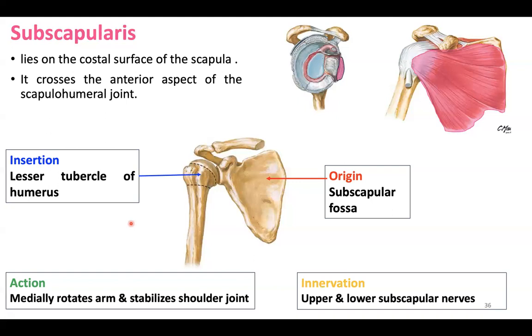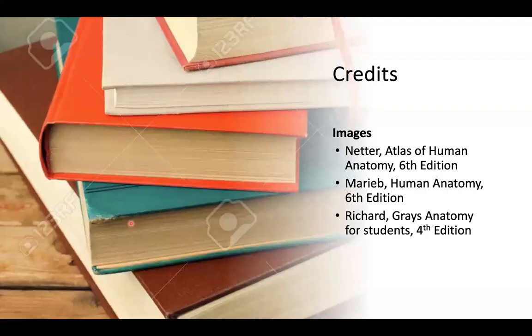So supraspinatus, its main action is abduction. It initiates the first 15 degrees of abduction. Infraspinatus and teres minor, their action is lateral rotation. And subscapularis, its action is medial rotation. So that's all about the scapulohumeral muscles.